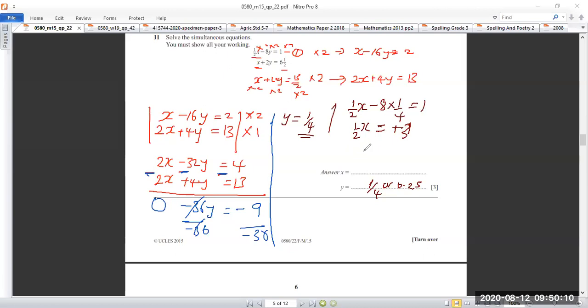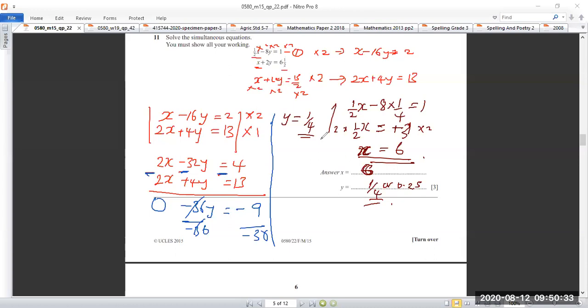Then you multiply both sides by 2. So we have x is equal to 6 there. So x here is 6. Nicely.